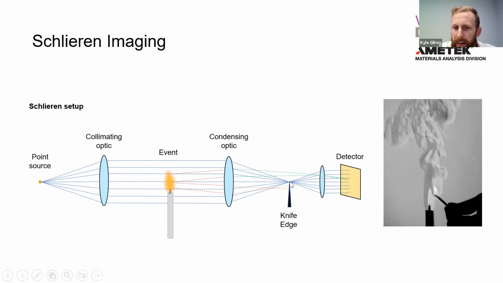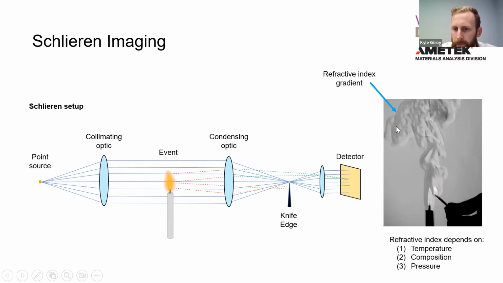So if you inspect this image here of this candle, you have a beautiful representation of the refractive index gradient, because we're getting all these refracted photons to the sensor. And remember that the refractive index gradient depends on temperature, composition, and pressure, which is produced by this flame. Now you'll see that you have these darker areas in the image. These darker areas of the image are photons that were blocked by what's called the knife edge, and you get this darker projection onto your sensor.